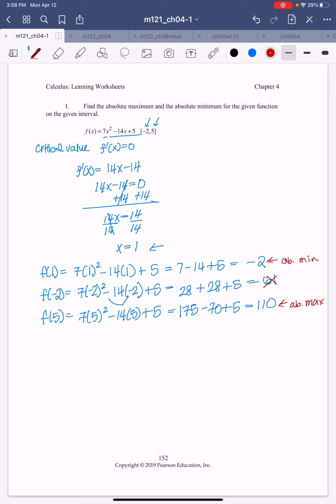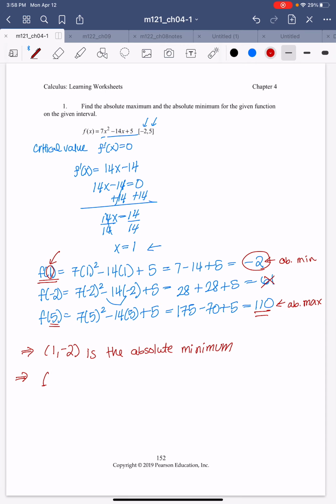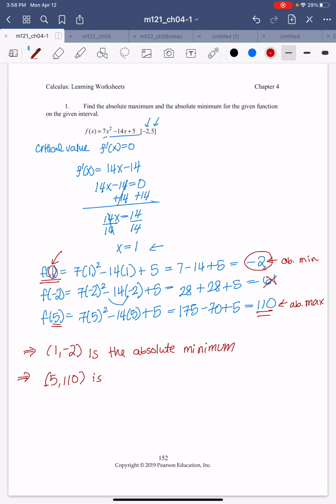So over here, f of 1 is where it occurs. So the x value is 1, and the associated y value is -2. So you can say (1, -2) is the absolute minimum point. And then (5, 110) is the highest value, which is the absolute maxima point.